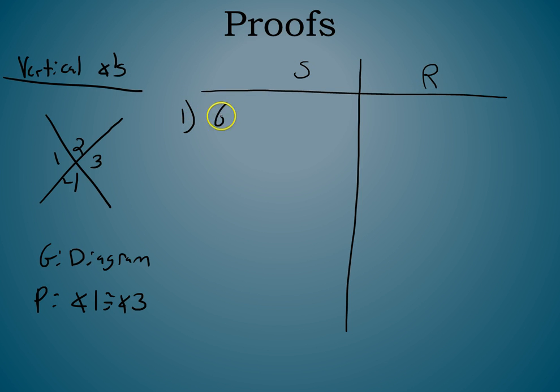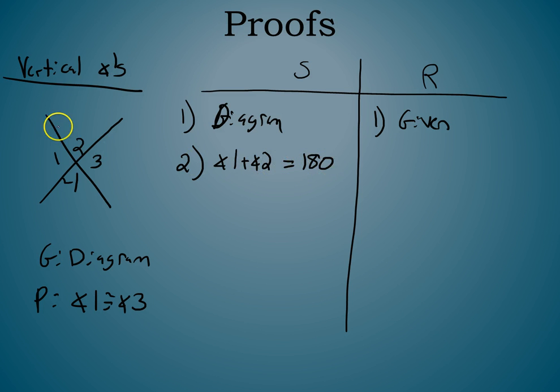So our first statement is our diagram. That's our given statements. Well, based off the diagram, I know 1 and 2 are both a linear pair. So angle 1 plus angle 2 equals 180. I also know 2 and 3 are another linear pair. So 2 and 3 also add to 180. That was my linear pair postulate.